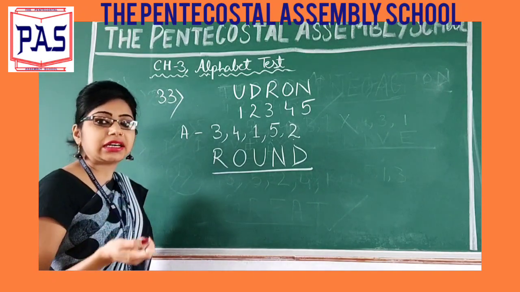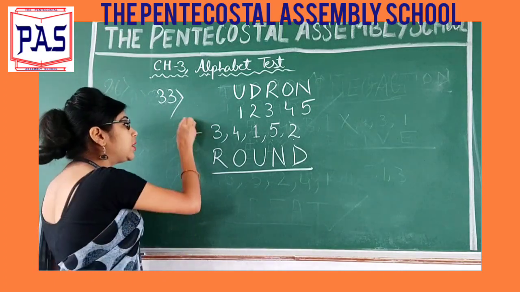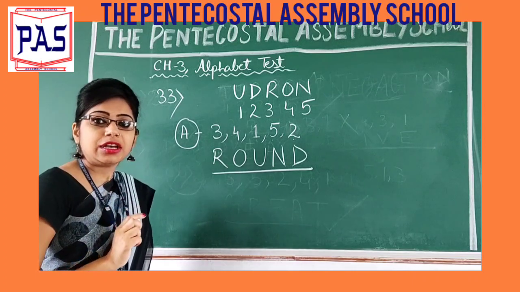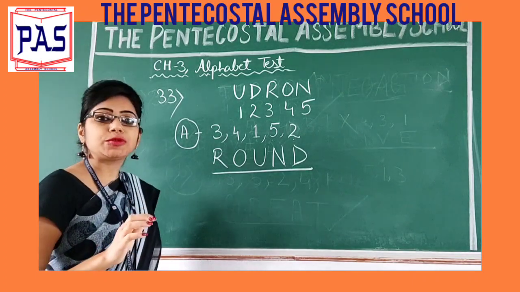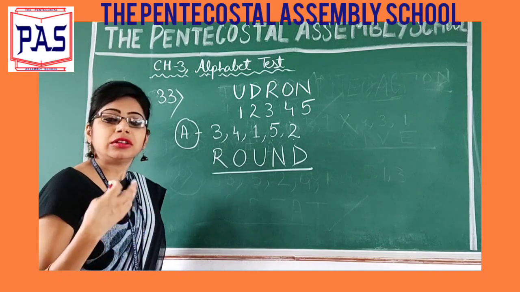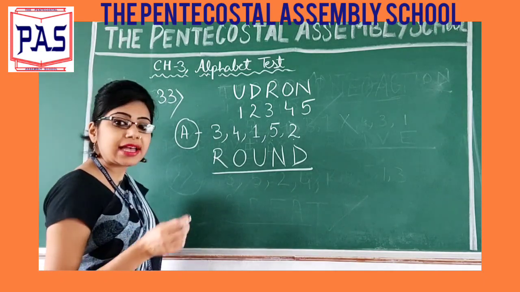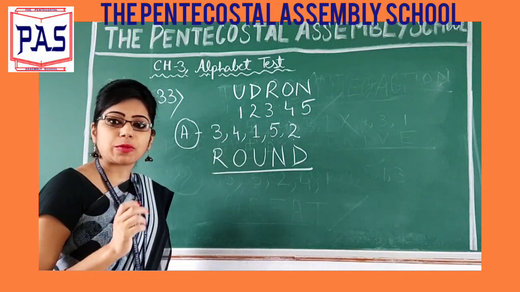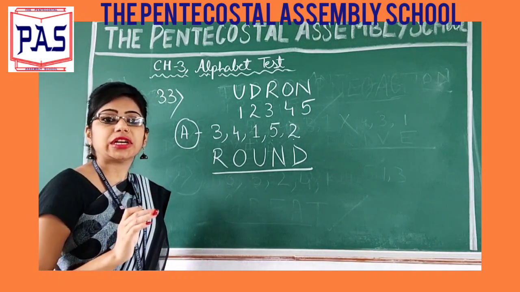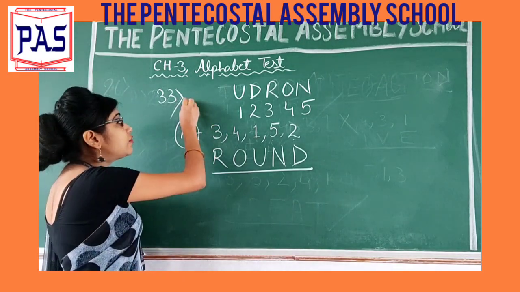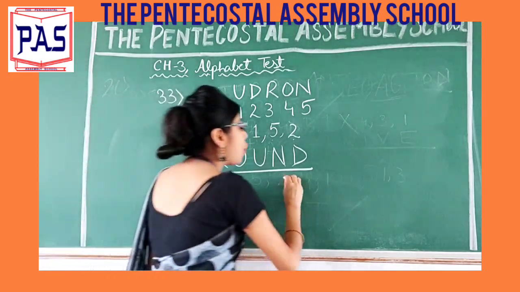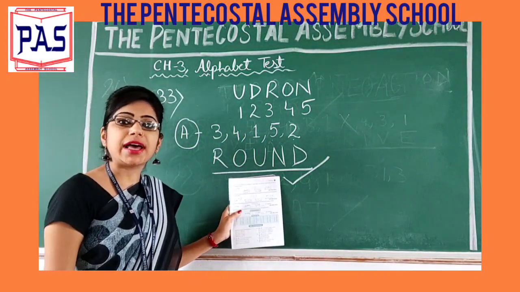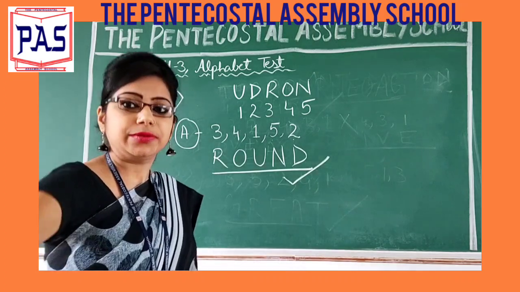So, we are getting our answer from option A only. So, no need to check option B, C and D. No need to spend your time on checking the other options. In the exams also you will do the same thing. If you get your answer from the first option only, then no need to check the other options. So the answer for question number 33 is option A, round. Yes, round is a meaningful word as well as it is an English word.